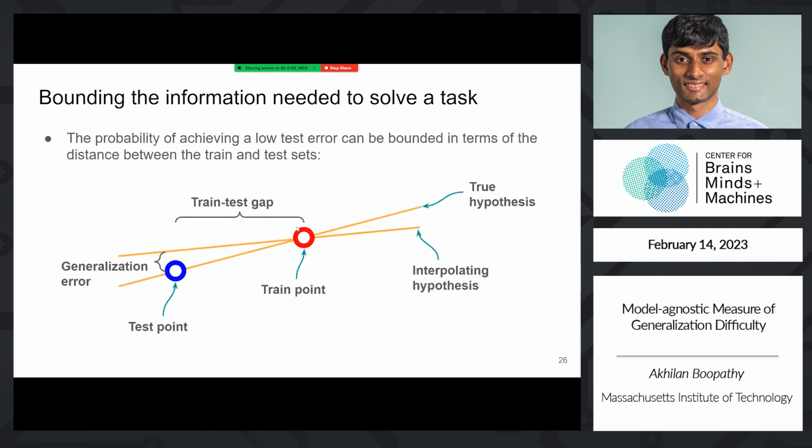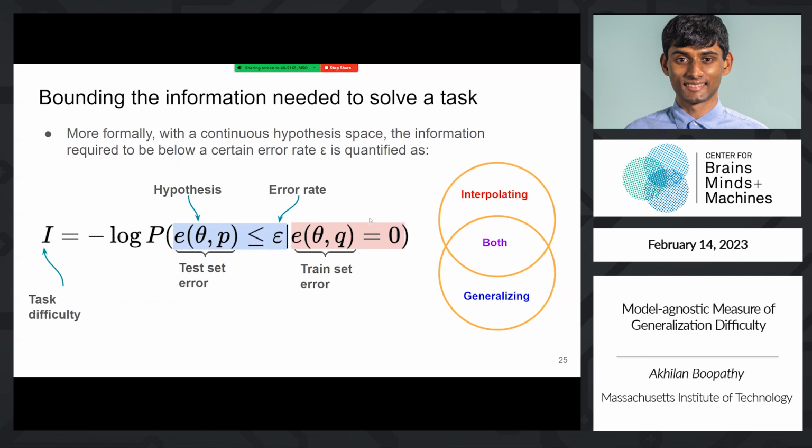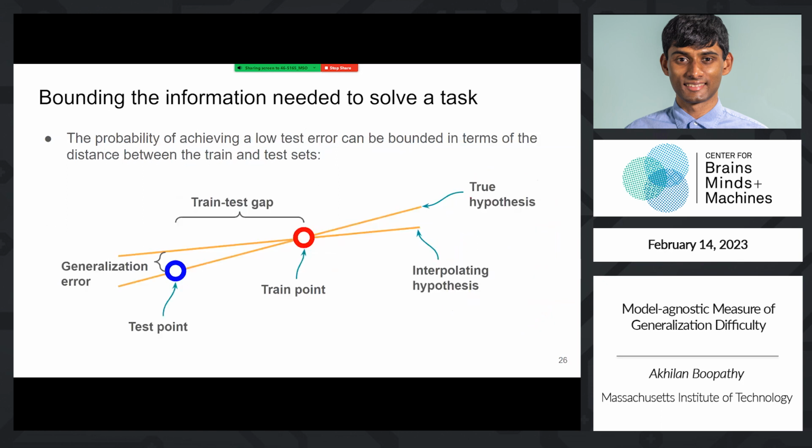Now, to actually be able to compute this quantity, we're going to make several approximations and bounds on the quantity. The first step here is going to be to assume some kind of relationship between the training and test distributions. So to understand what we're going to do here, imagine that we have the true hypothesis and we have some interpolating hypothesis. We know that because the interpolating hypothesis interpolates the training data, they're exactly equal at training points. So they're exactly equal here. And they're probably approximately close to each other in some region around the training point.